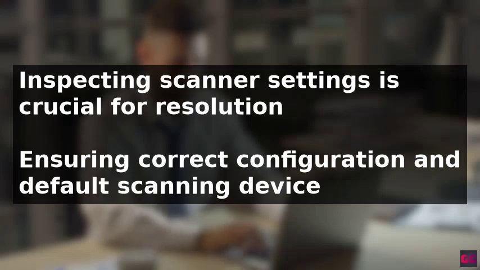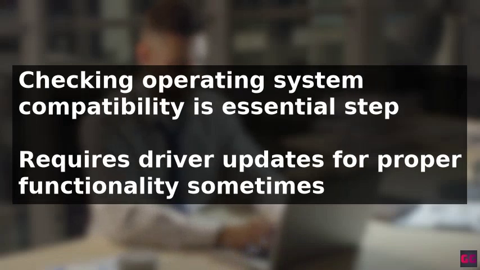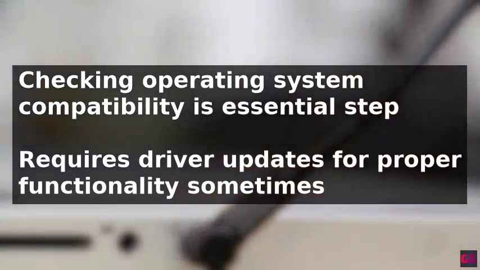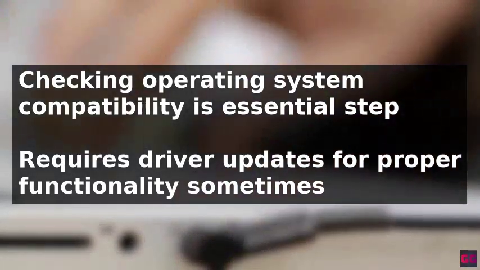It is also essential to check the operating system compatibility with the Canon Lide scanner and its drivers, particularly with newer operating systems, which may require driver updates for proper functionality. By attempting these solutions, the Canon Lide scanner error code 1 September 2017 can potentially be fixed.